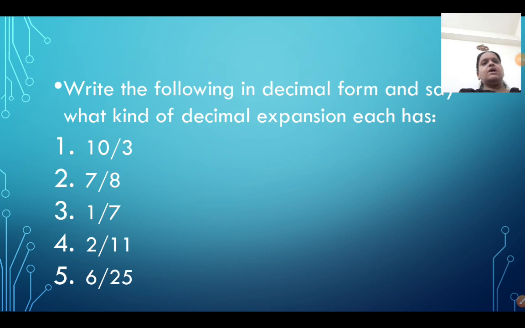Similarly, question number 2 is: write the following in decimal form and say what kind of decimal expansion each has. That means you have to divide the numerator by the denominator and check whether it is a terminating decimal expansion or a non-terminating but recurring decimal expansion. Hope this concept is clear to all of you.